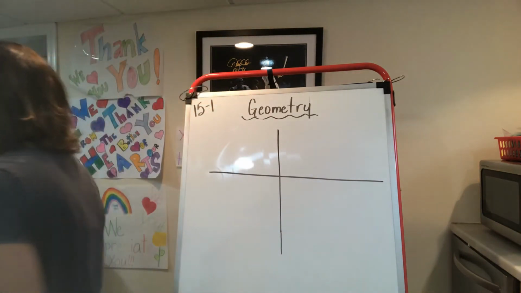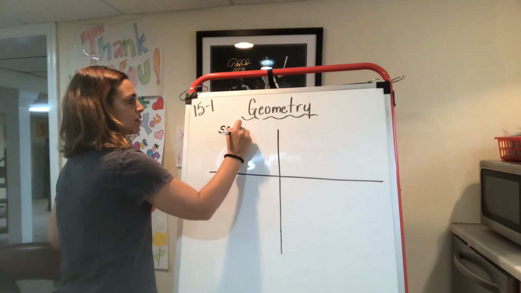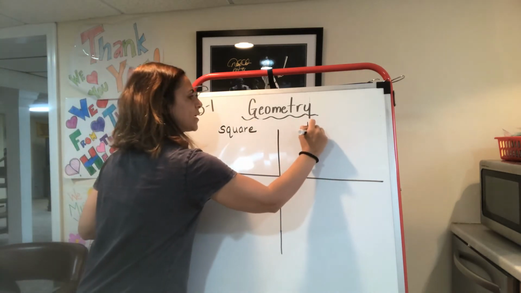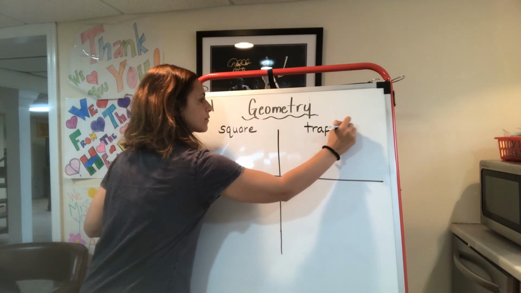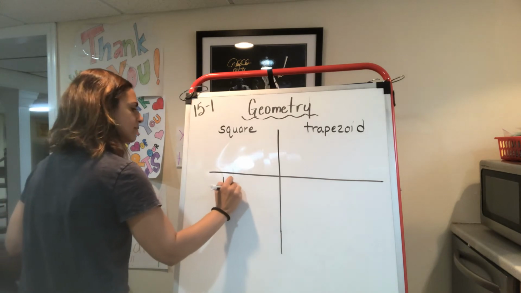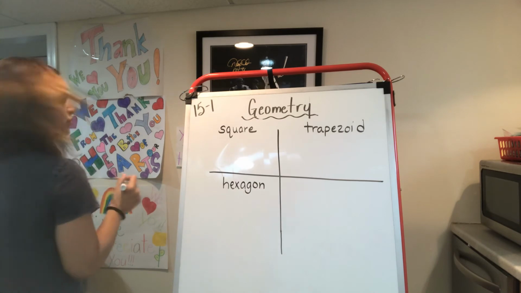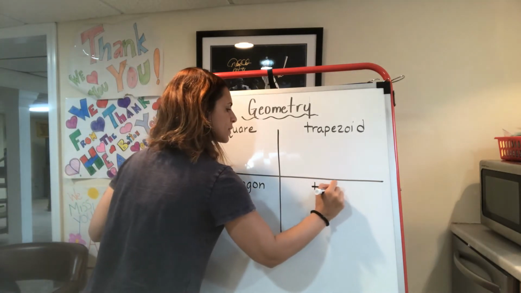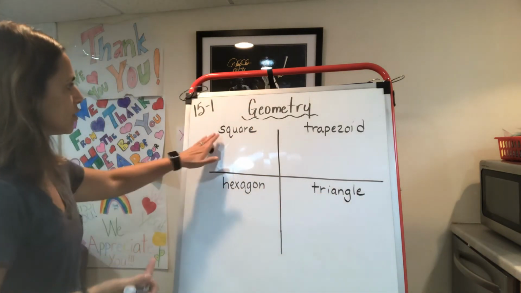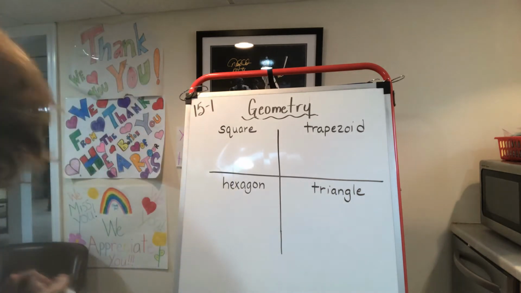Okay, so the first one I want you to do, I want you to draw a square here, S-Q-U-A-R-E. Then I want you to draw a trapezoid. And then a hexagon. And lastly, I want you to draw a triangle. Okay, so I'll give you a couple seconds to work on that. You're going to draw a square, a trapezoid, a hexagon, and a triangle. Go ahead.